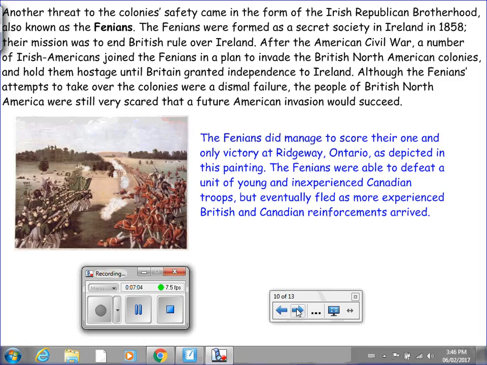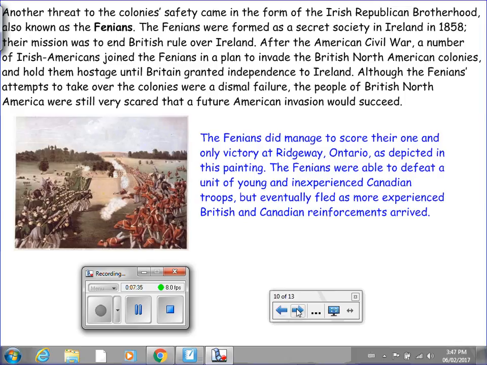Another threat to the colony's safety came in the form of the Irish Republican Brotherhood, also known as the Fenians. The Fenians were formed as a secret society in Ireland in 1858. Their mission was to end British rule over Ireland. After the American Civil War, a number of Irish Americans joined the Fenians in a plan to invade the British North American colonies and hold them hostage until Britain granted independence to Ireland.